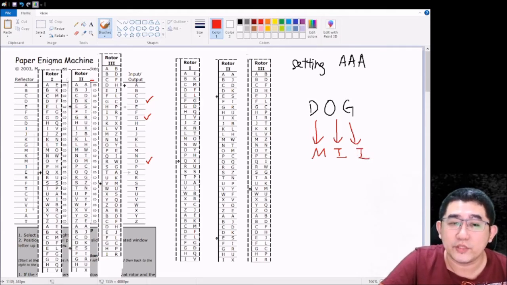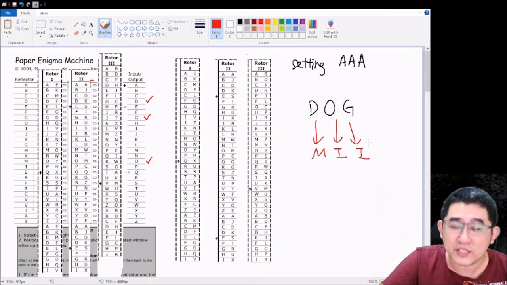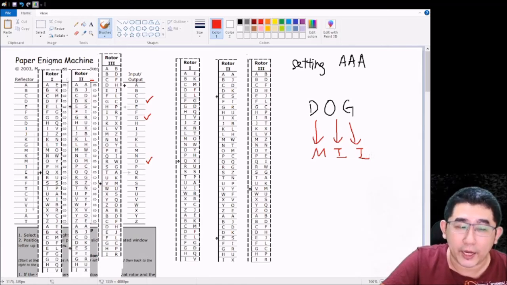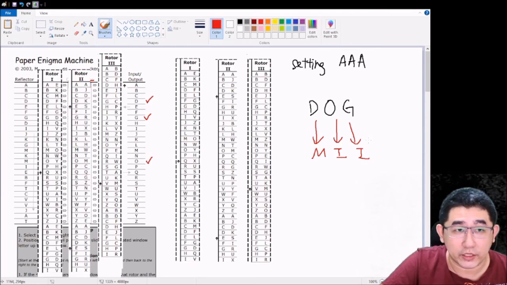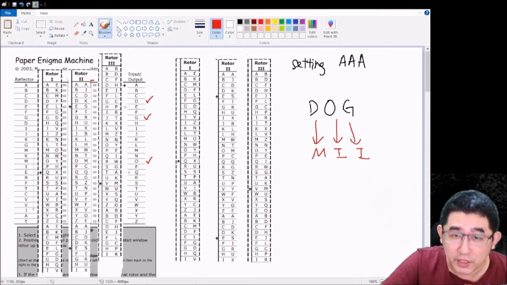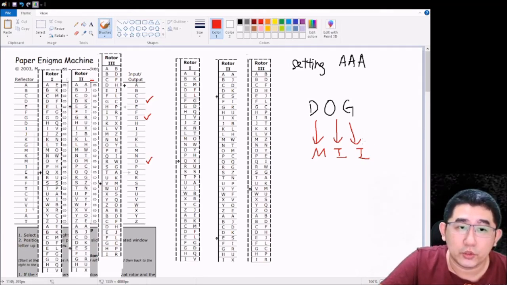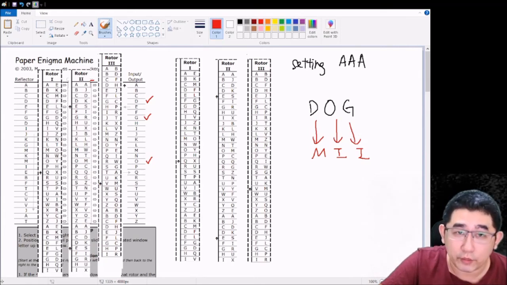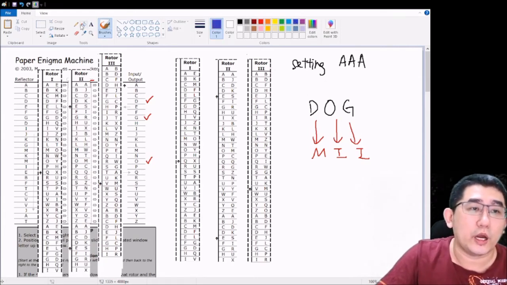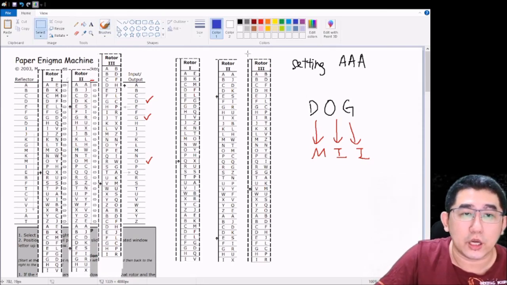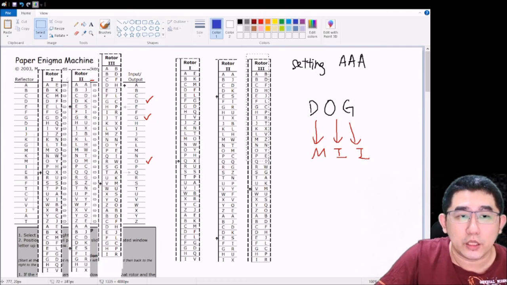So your recipients will actually receive the message MII. Of course, they have no idea what it means, so you must be able to decrypt that again. Remember that the setting is important. We need to make sure that we have the same setting, then only can we do the decryption.